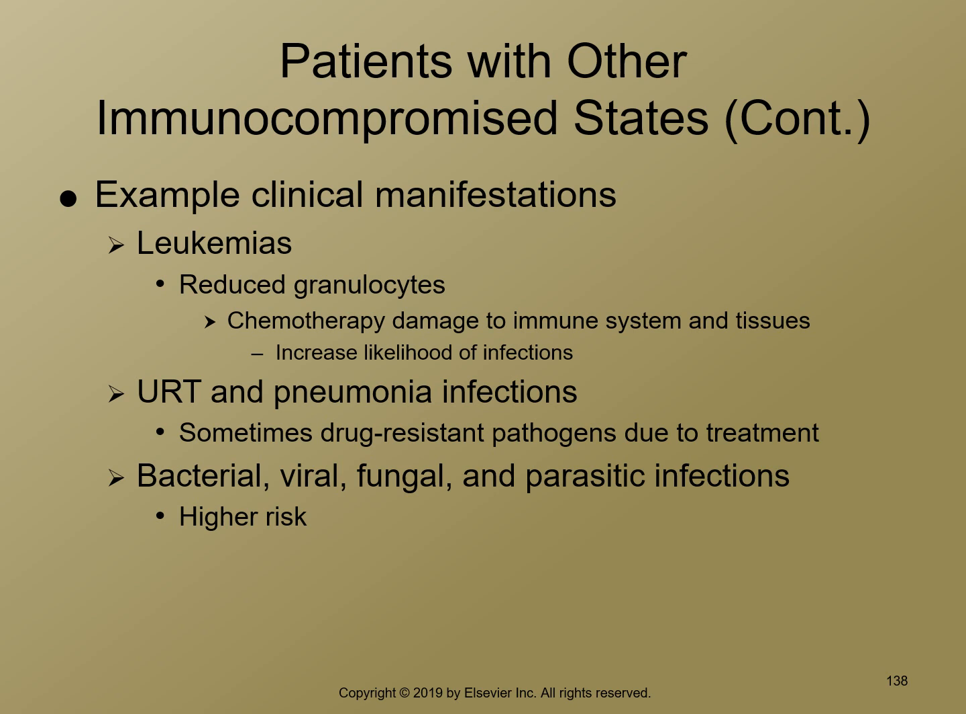Other immunosuppressed patients, such as those hospitalized for long periods of time or ventilator assisted, will often have respiratory infections such as upper respiratory tract and pneumonia infections, and these are often due to drug-resistant pathogens as a result of prolonged treatment. In addition, aside from the bacterial pathogens we're focusing on, immunosuppressed patients are more prone to viral, fungal, and parasitic infections. And again, we'll be discussing these later on in more detail.